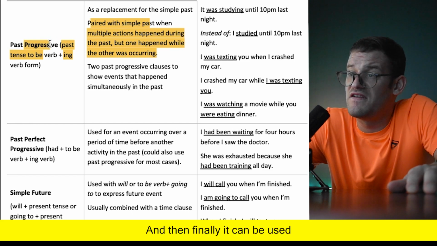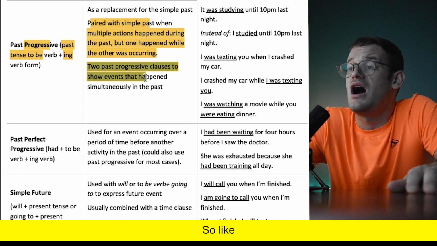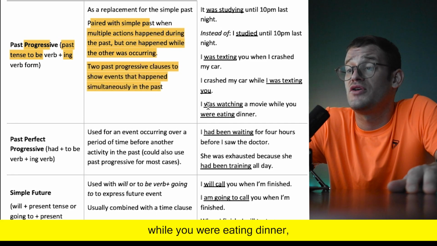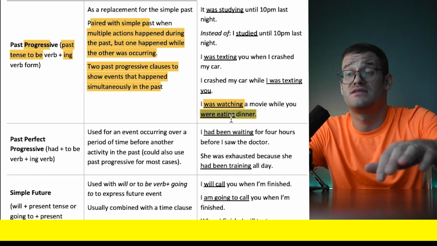And then finally, it can be used with two past progressive clauses to show events that happened simultaneously in the past. So like, I was watching a movie while you were eating dinner. Both of those events happened at the same time in the past.